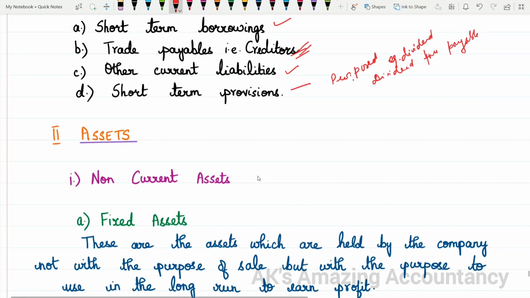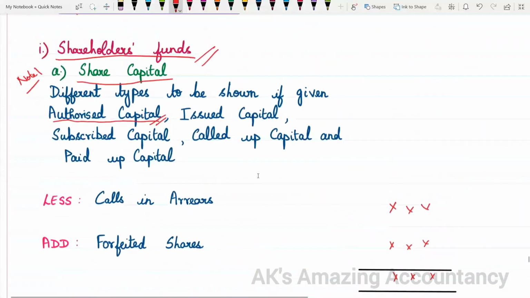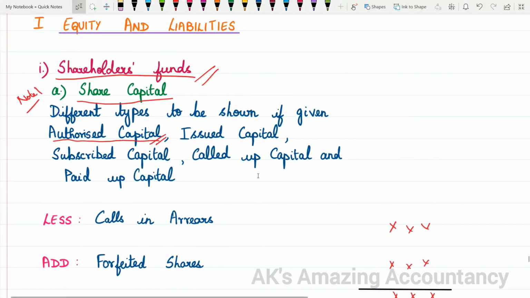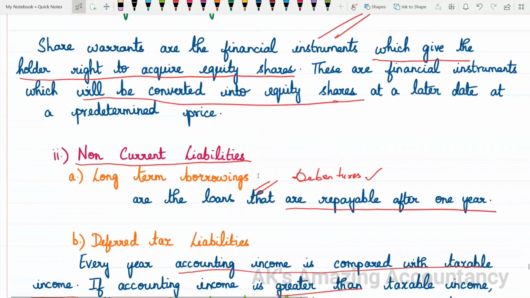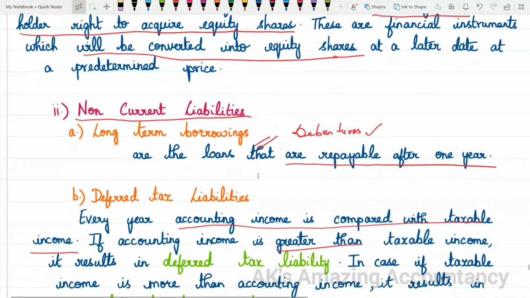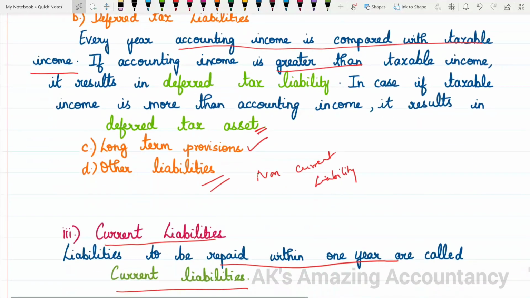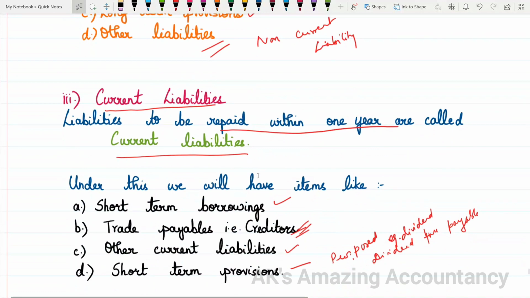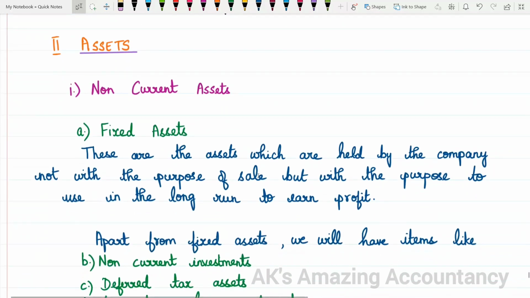So with that, our liabilities get over. Under liabilities, what are the three main headings we are having? The first one we have is shareholders funds. Under shareholders funds, we are having share capital, reserves and surplus, and money received against share warrants. Then the next heading we have is non-current liabilities. Under non-current liabilities, we have long-term borrowings, then deferred tax liability, then long-term provisions, and then other liabilities. Then under current liabilities, we have short-term borrowings, trade payables, other current liabilities, and then short-term provisions.